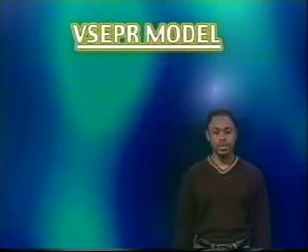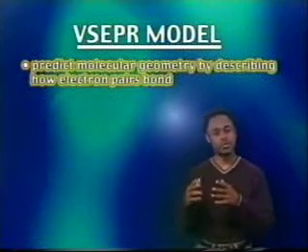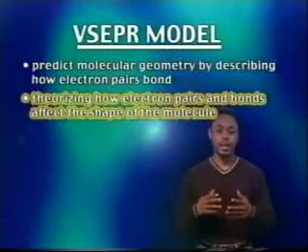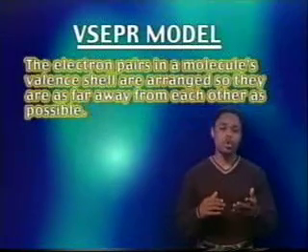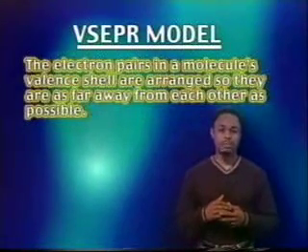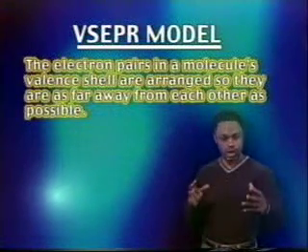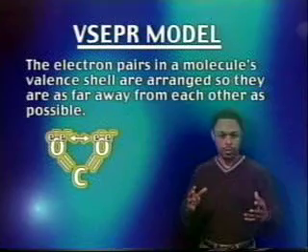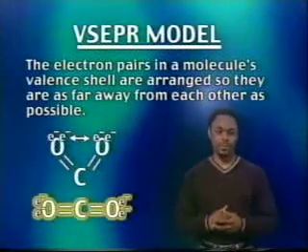The VSEPR model is a common model used to predict molecular geometry by describing how electron pairs bond and theorizing how electron pairs and bonds affect the shape of a molecule. According to the VSEPR model, the electron pairs in a molecule's valence shell are arranged so that they are as far away from each other as possible. In other words, the electrons act like they repel each other, affecting the shape of a molecule.